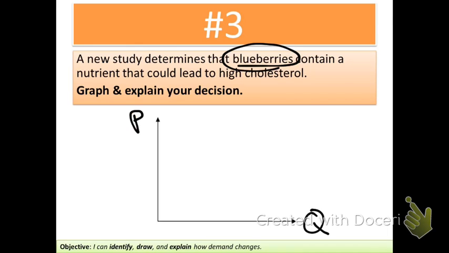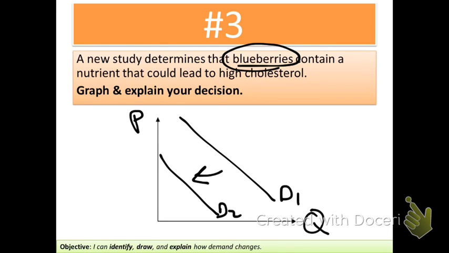Quantity, price, demand curve 1. Blueberries contain a nutrient that could lead to high cholesterol. Hey, that doesn't sound very good. Boy, I don't think I want to buy blueberries anymore. That sounds like a demand decrease, D2, a shift to the left. So we'll write demand decrease. And the reason is because of tastes and preferences.